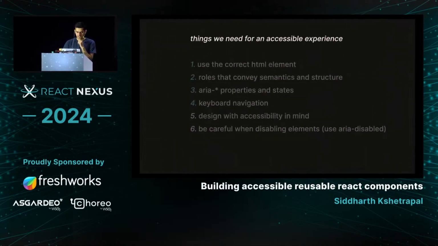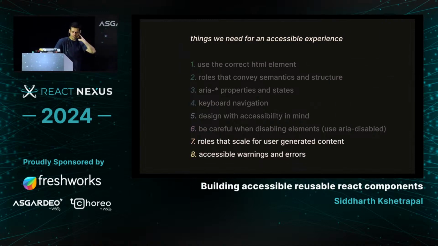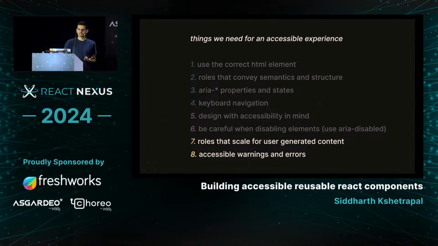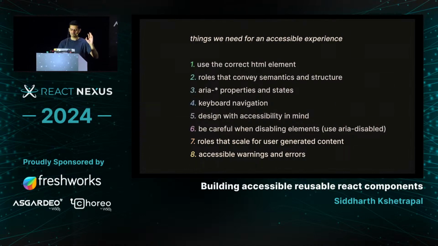And so these are the lessons from this one. So there's, of course, everything before. And the new ones are roles have to scale for user-generated content. So if there is content that there can be a lot in, then maybe it's not a form, it's a list box. And errors and warnings also have to be accessible. Of course, there's more, but I've run out of time, so I'm going to stop here.